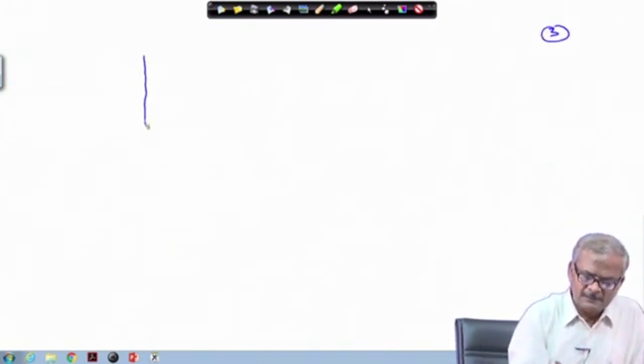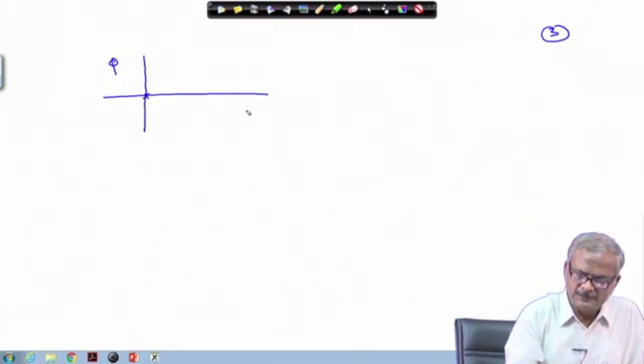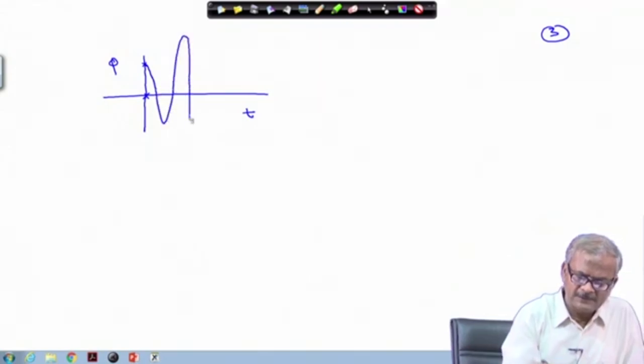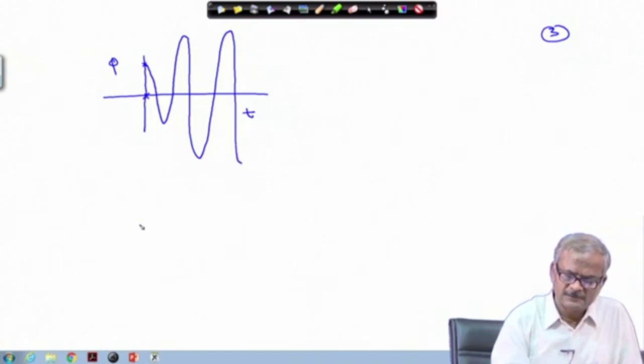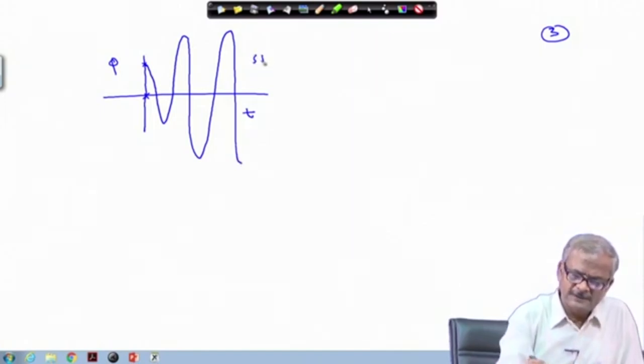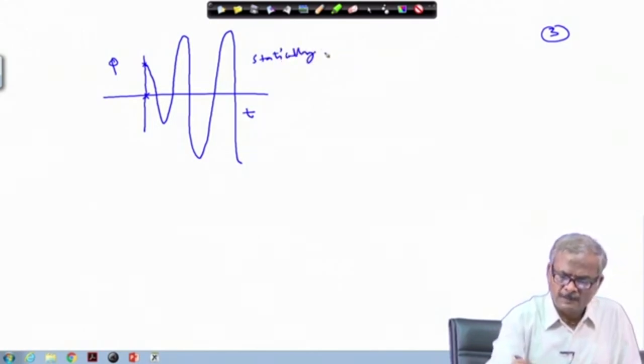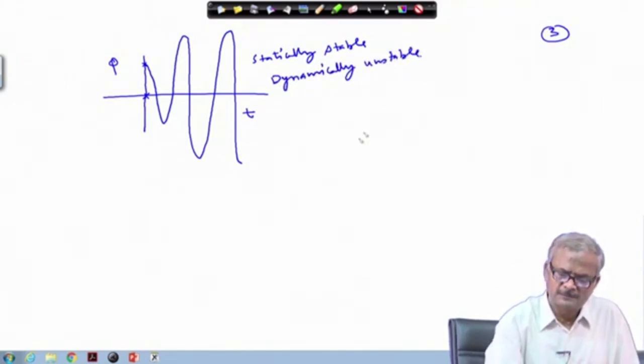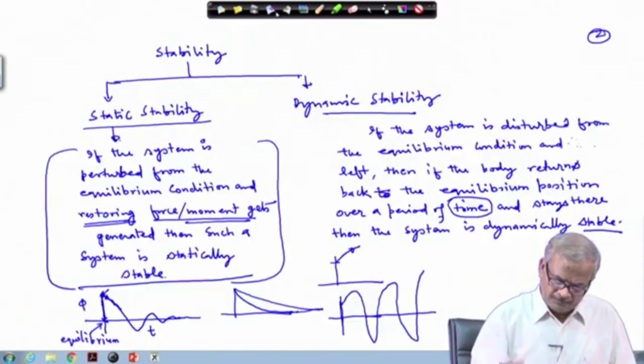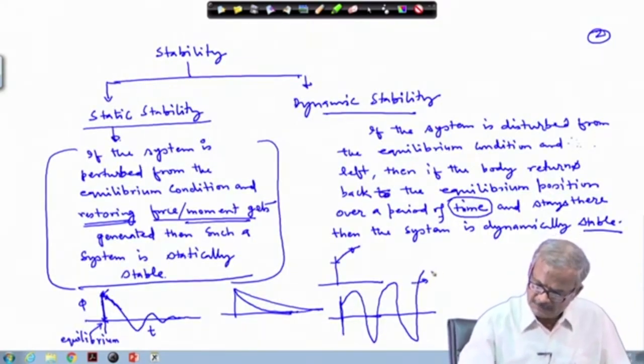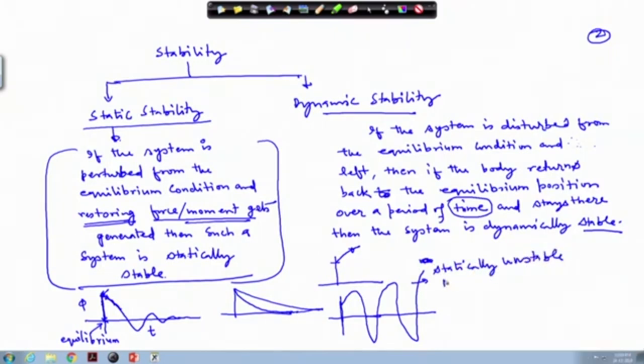It may also happen that you have perturbed the system from the equilibrium position, so there is an initial tendency to move toward this, but later on we see that the oscillation grows. So this kind of system is statically stable, but dynamically unstable. This is also statically unstable, also dynamically unstable.